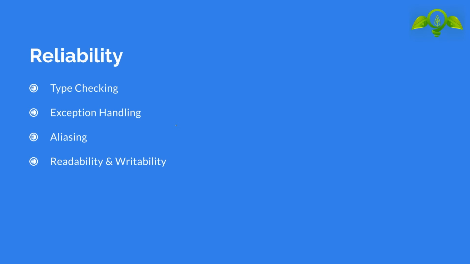And the third one is aliasing. Having 2 or more distinct names that can be used to access some memory cell. For example, pointers. And the fourth one is readability and writability. The program becomes more reliable if both the readability and writability is achieved. And the fifth one is cost.